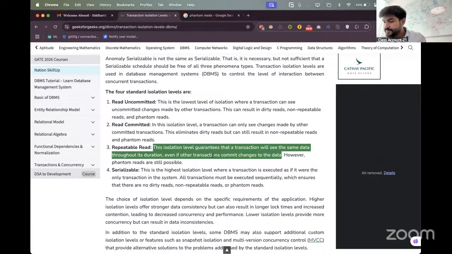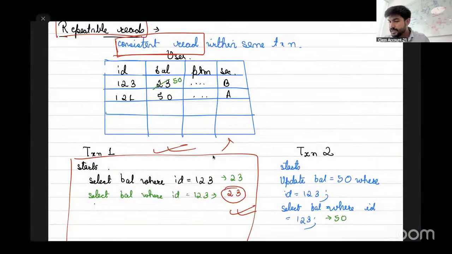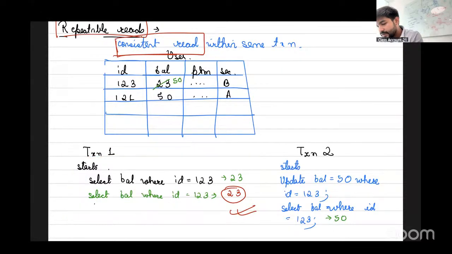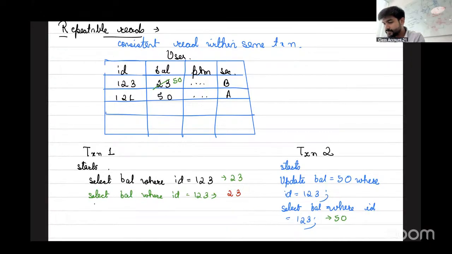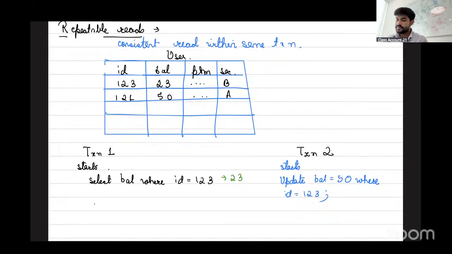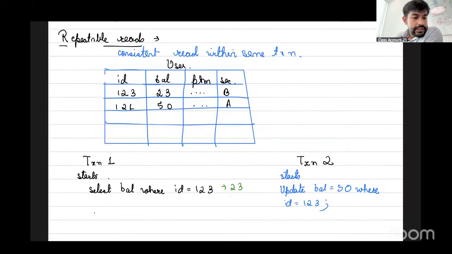Okay, let us move further at this point. This is what I want. Now, let's talk about read committed.